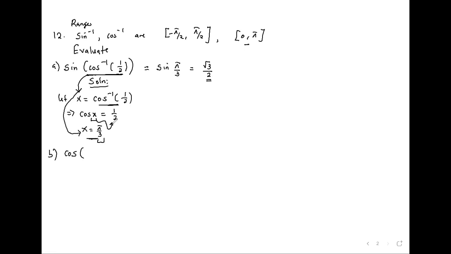Okay, now we have this one, cos and then sine inverse of half. Cos then sine inverse of half. This is sine inverse of half. Then we'll have sine x is half. So what is x? X is 30, which is pi over 6.